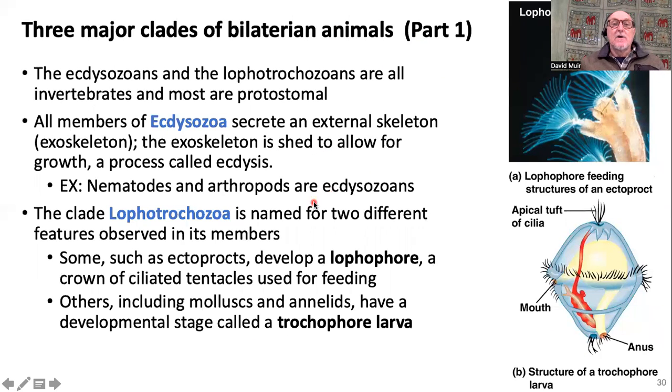The Ecdysozoa are characterized by having an external skeleton. To remember this, realize that the insects and the crayfish and all of the arthropods, those are all Ecdysozoa. Ecdysing means shedding your skin. The Ecdysozoa are those which have to shed their skins. They have a rigid outer covering which needs to be shed so that the animal can grow.